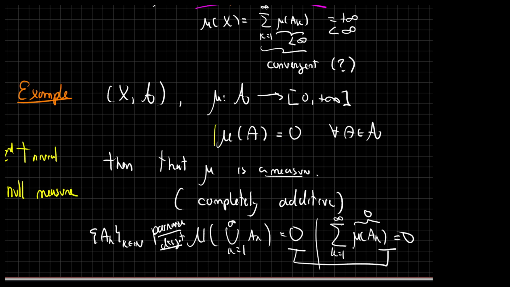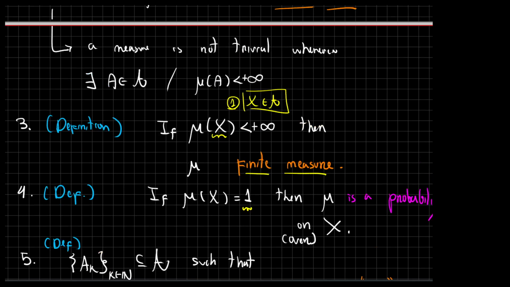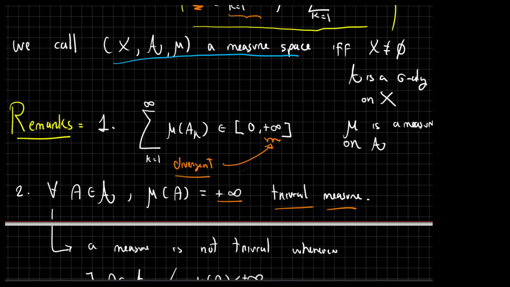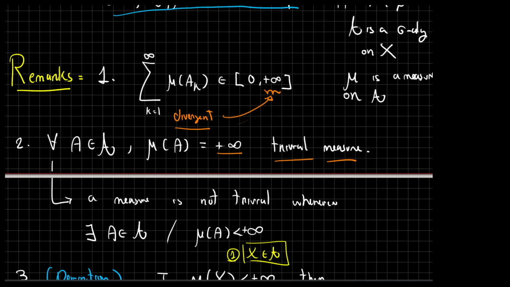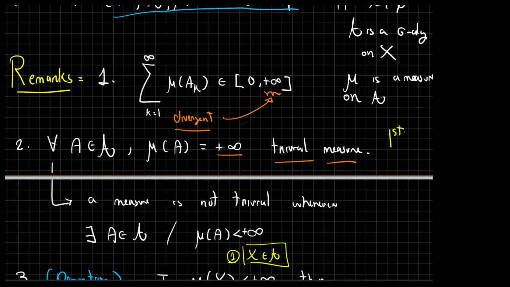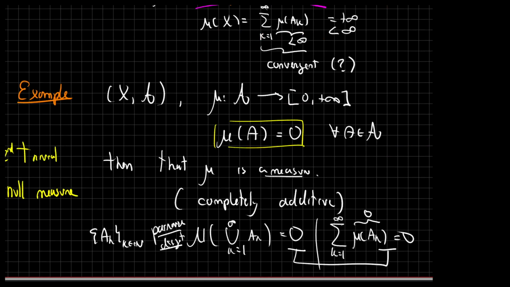It's like the opposite of the first trivial measure. We had that here. This is the first trivial measure. This measure gave plus infinity to every element of the sigma algebra, and now this measure gives 0 to every element of the sigma algebra. So it is equally trivial.